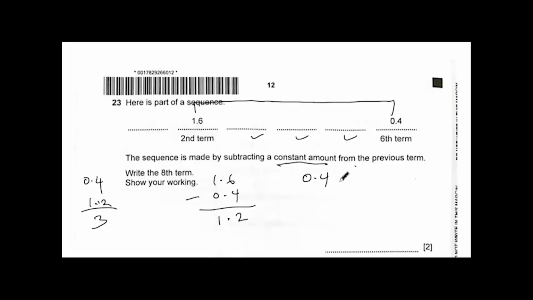Since we have the constant amount to be 0.4, it is easy for us to get the 8th term. We need to get the 7th term first, by subtraction. Let's take away 0.4. If you take away 0.4, it will be 0. That means the 7th term will be 0. To get the 8th term, you subtract 0.4 from 0. So that will be negative 0.4. So the answer here is minus 0.4. That is the correct answer there.